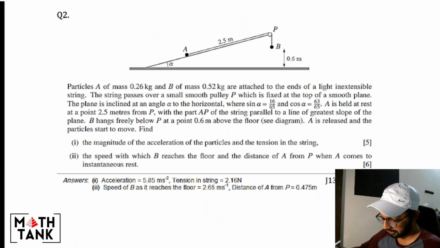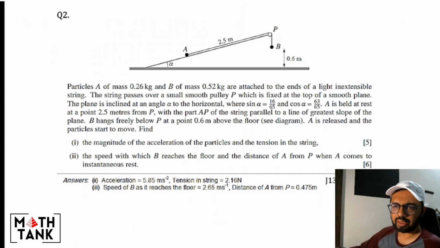A is held at rest at a point 2.5 meters from P, with part AP of the string parallel to a line of greatest slope. B hangs freely below P at a point of 0.6 meters. Okay, A is released and the particles start to move.